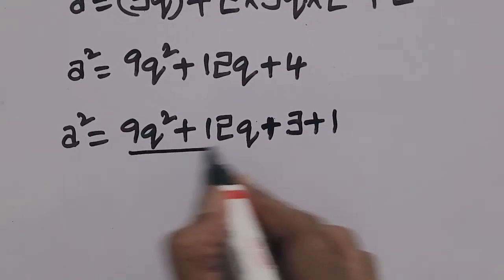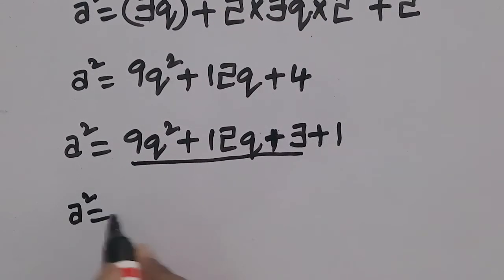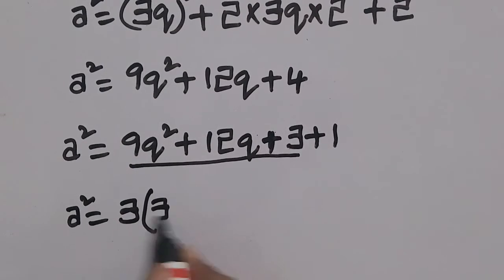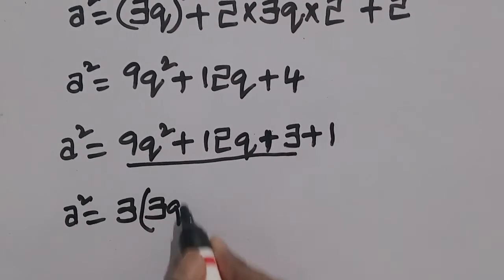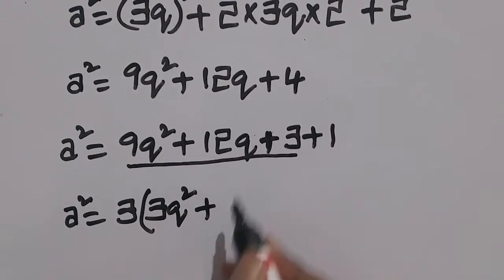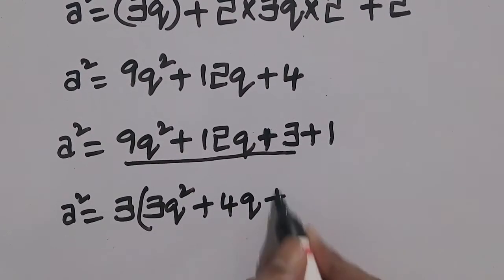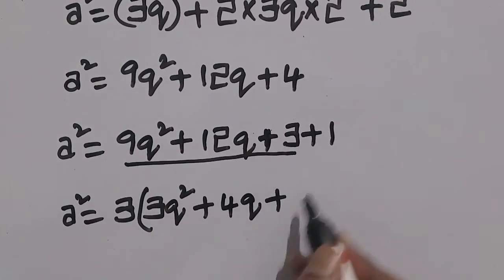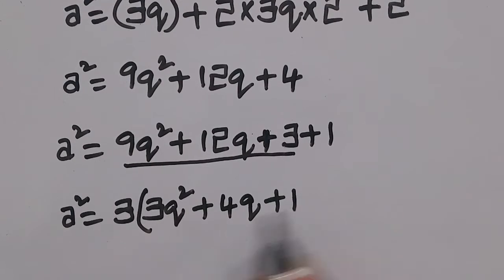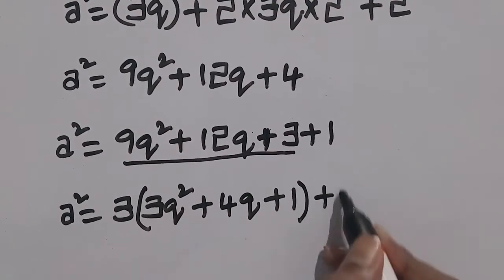Now in this total we can take 3 common. A square is equal to, taking 3 common, what is left? 3 into 3 is 9, so 3q square in bracket. Again taking 3 common from this, 4: 3 into 4 is 12, so 4q. Plus 3 into 1 is 3; in this 3 already we are taking outside, so what is left? 1 only. 3 into 1 is 3. Now close the bracket, plus 1.